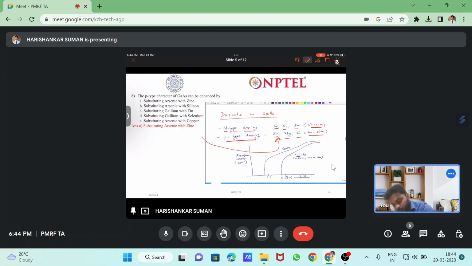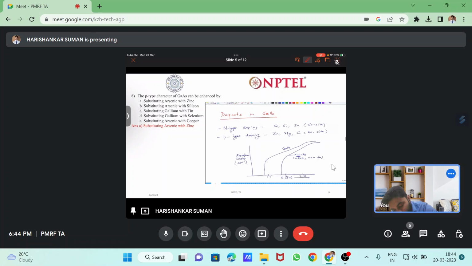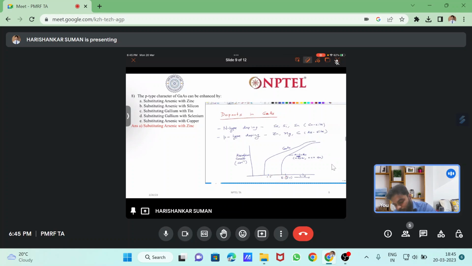So the answer is substituting arsenic with zinc, and you can see in the graph also. Let's discuss. There is an increment in band gap with respect to the absorption coefficient. If the impurity is mixing, then you can see the absorption coefficient is also affected. Let's move further.